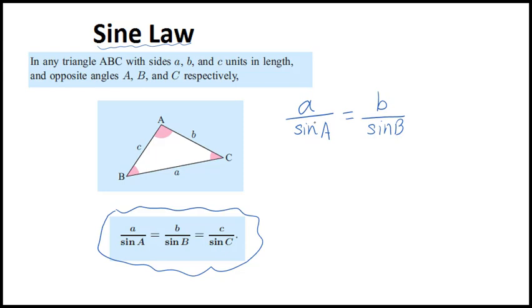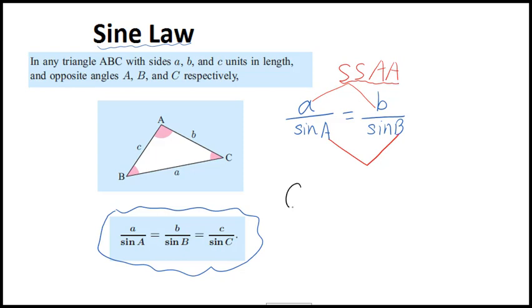Let's analyze in what situation we use Sine Law. We have a over sin A equals b over sin B. This a and b are the sides, so let me label them as 2 sides. Look at the bottom. For this capital A and B, those are the angles. So for the Sine Law, we are dealing with two sides and two angles.